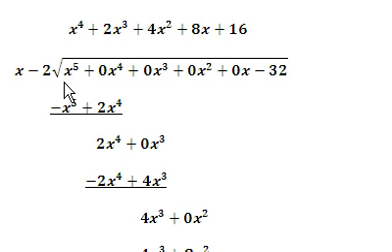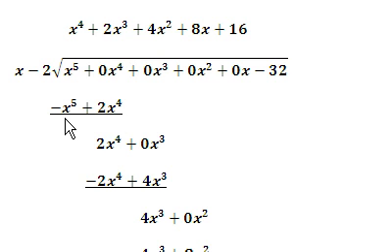You take this x, and x goes into x to the fifth, so it's like writing x to the fifth over x and then simplifying that down, and you're left with x to the fourth. And then what you're going to do is take this x to the fourth and multiply it back. X to the fourth times x is x to the fifth, and then x to the fourth times the negative 2 here is negative 2x to the fourth.